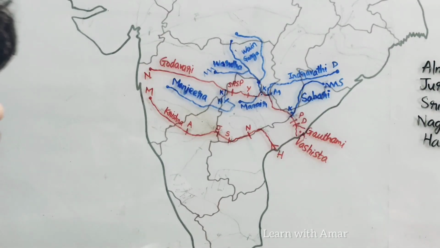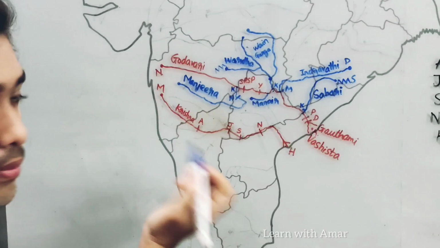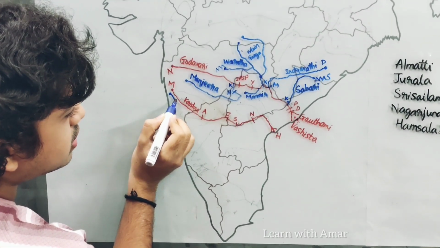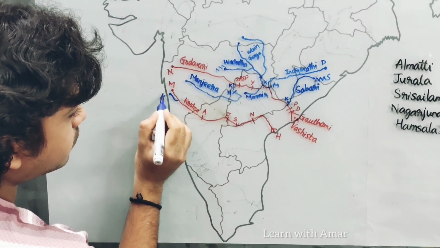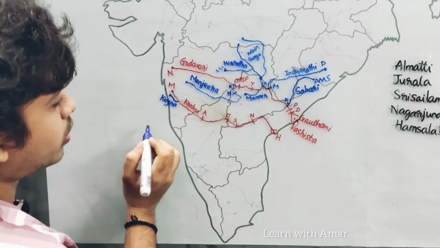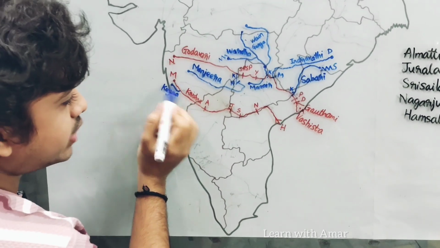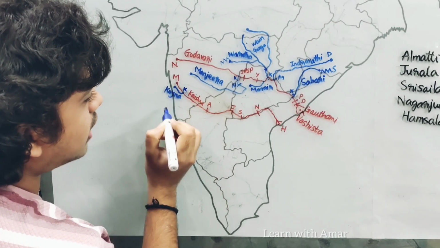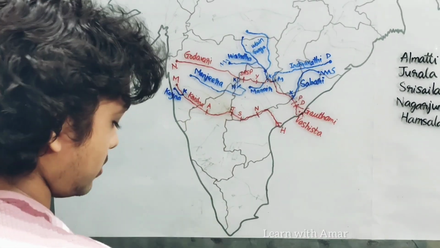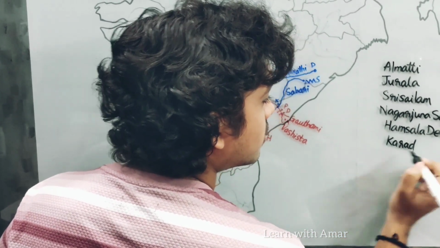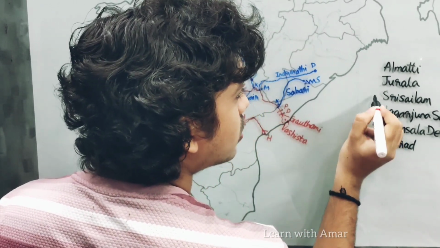Coming to the tributaries of Krishna, we begin with the right bank tributaries first. We find this. This is the river Koina. Koina also originates near Mahabaleshwar and it joins Krishna here at Karad. So this is Karad. These are the projects.